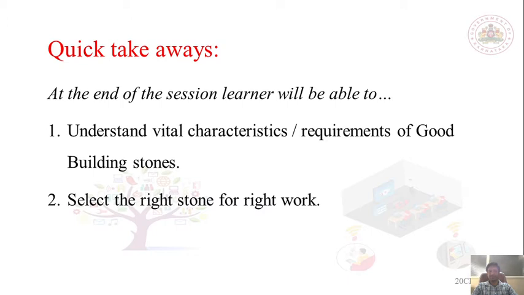The characteristic is what the stone generally exhibits. For example, stone has a specific gravity from 2.3 to 2.7, and that is a characteristic of a stone. Specific gravity may fall in that particular range, but the requirement for a particular project may be that the stone's specific gravity should be more than 2.7. That is how requirement comes in, whereas the characteristic is what it exhibits in a generic view. These are the takeaways we are going to take at the end of this session.